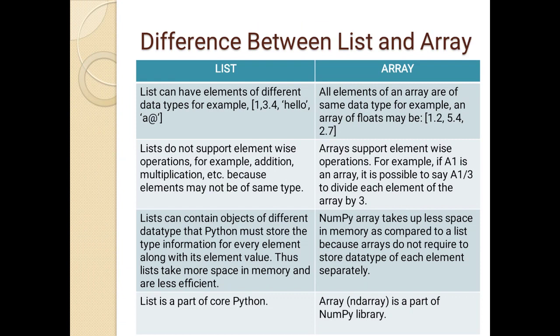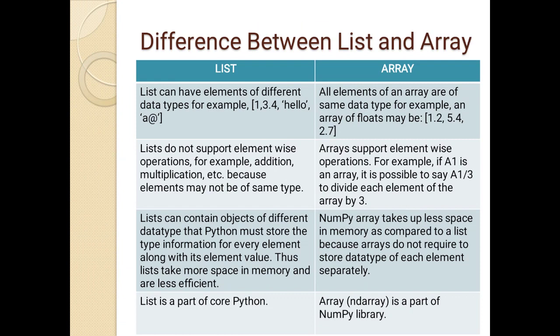Lists do not support element-wise operations, for example addition, multiplication, etc., because elements may not be of the same type. Suppose you want to multiply each and every element of a list by 2 or you want to divide each and every element of the list by 3. So you have to process the list using a looping statement. You have to apply a loop first, then you can modify each and every element of a list.